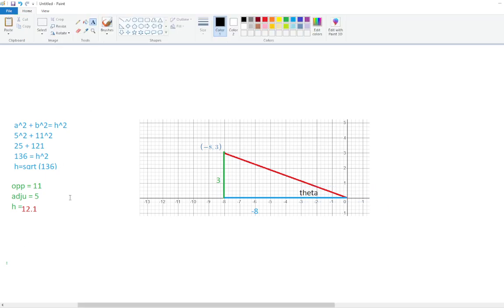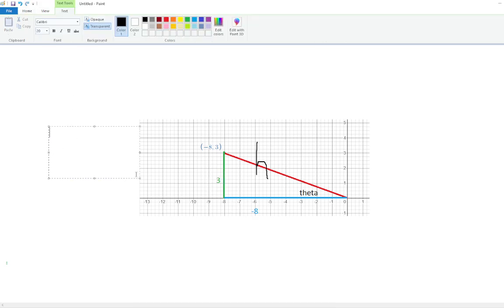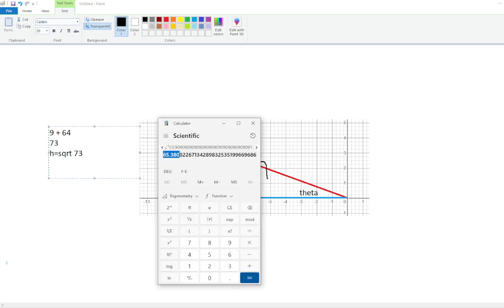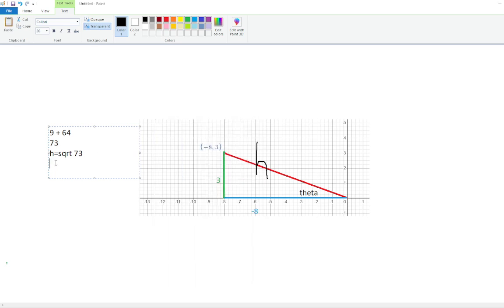So now we've got to figure out the 3 things about theta, but one of the most important things we can figure out now is the hypotenuse. And hypotenuse is going to be this squared plus that squared, square rooted. So I get 9 plus 64, which is 73. So that means the hypotenuse is the square root of 73, and they want it to the 10th decimal, but just to 1 decimal. 73 square rooted is that 8.54.